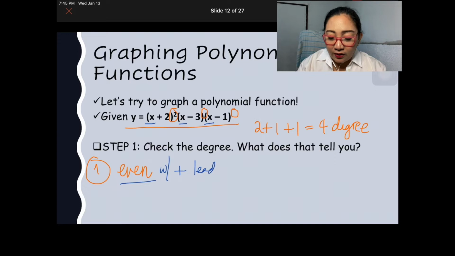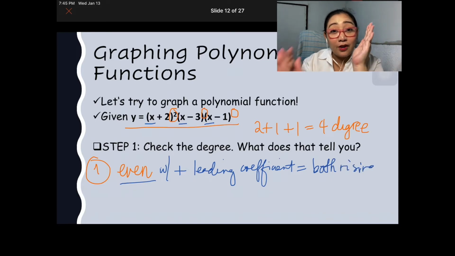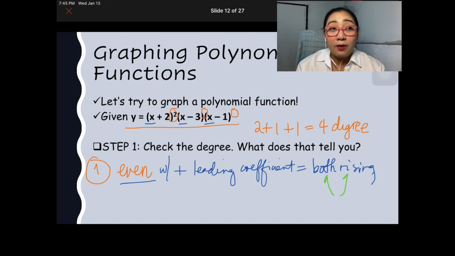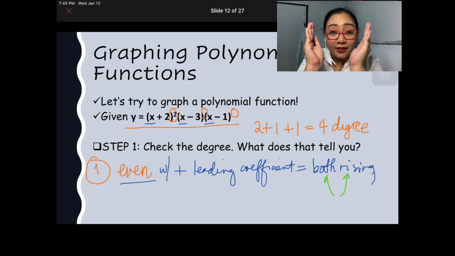So, according sa ating first lesson, ano ang ibig sabihin yan? Ito po ay yung end behavior ng ating graph. It means that they are both rising. Okay? So, rising sa left, rising din siya sa right. So, meron na tayong nakuhang, may vague picture na tayo ng ating graph. Okay? So, magkabilang dulo, pareho siyang rising.